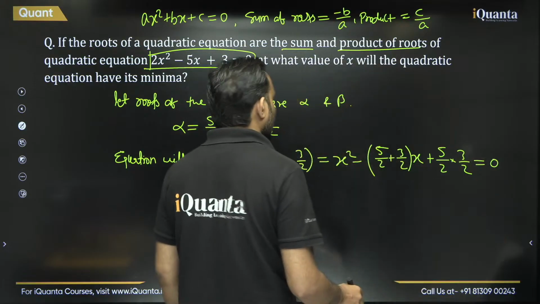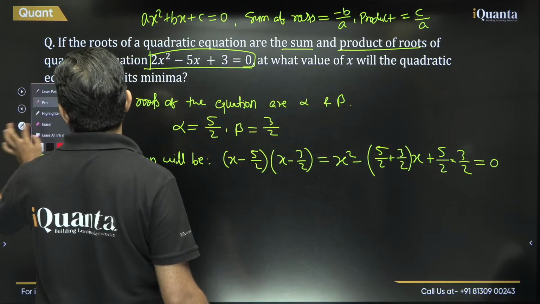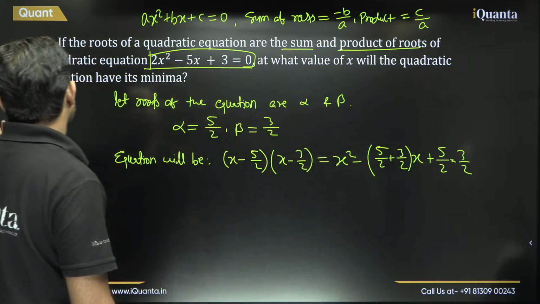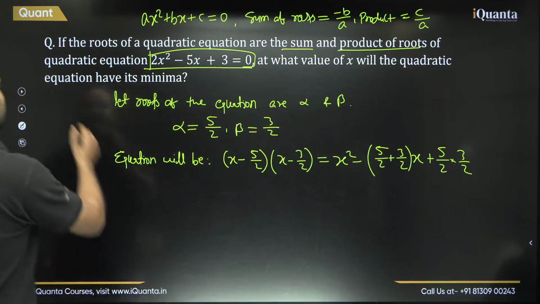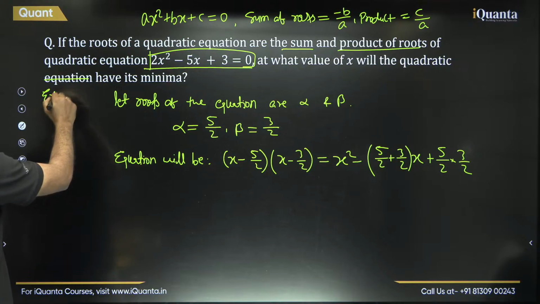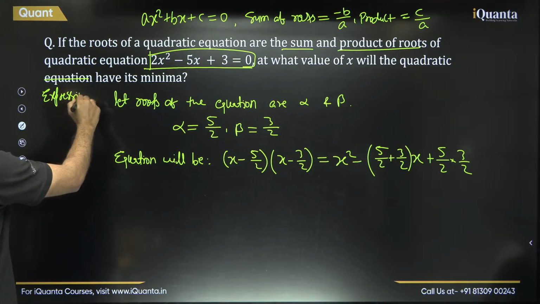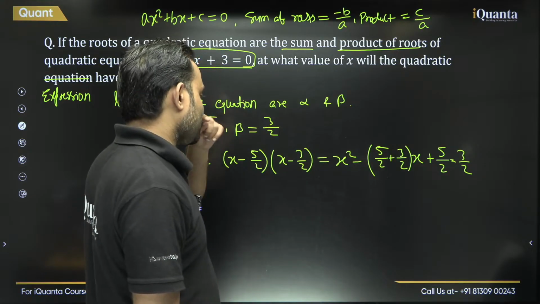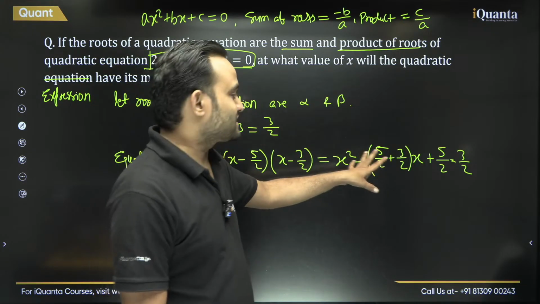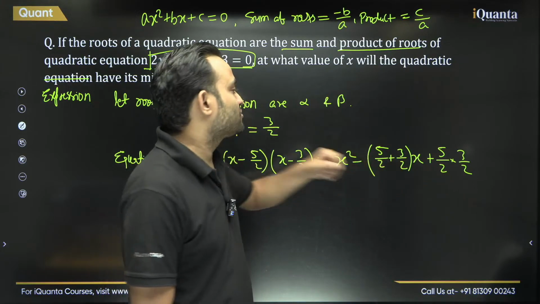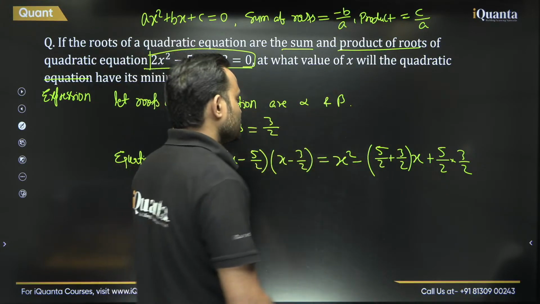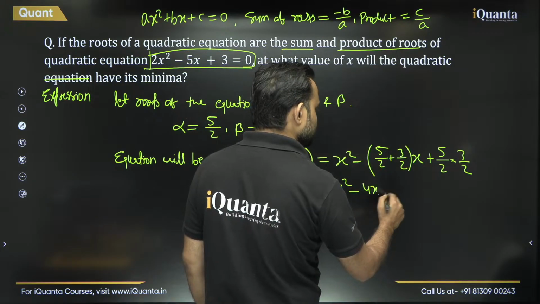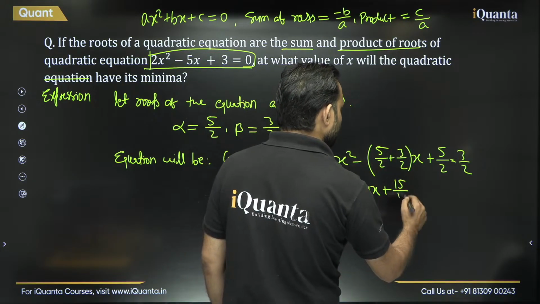The question says it has a minima, not the equation, this expression. For what value of x will the quadratic expression have its minima? Equation cannot have maxima or minima; it will be the expression. If you equate it to 0, it will have two roots, 5 by 2 and 3 by 2. So this will be equal to x square minus 4x plus 15 upon 4.